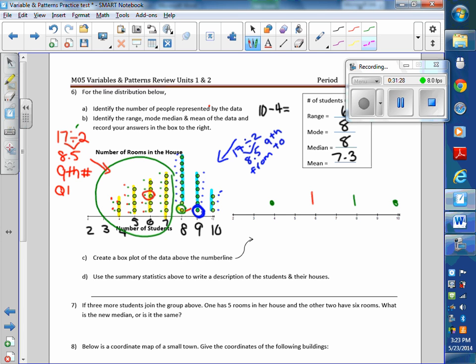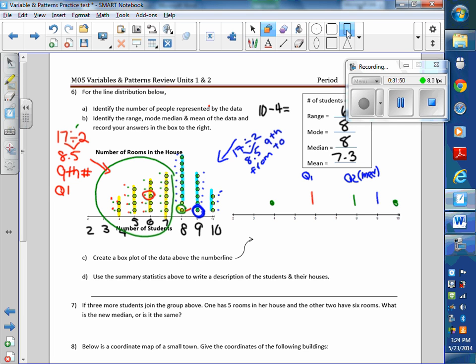Wait, why did you go straight to Q3 instead of Q2? Yeah, good question. Remember, Q2, this is Q1. It's such a weird thing, isn't it? Q2 is the median. And they just call it the middle. So they just ignore it, and then Q3 is 9. So it's the two after.